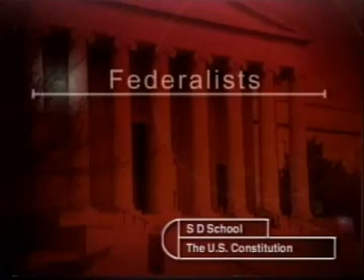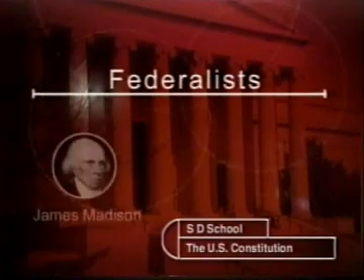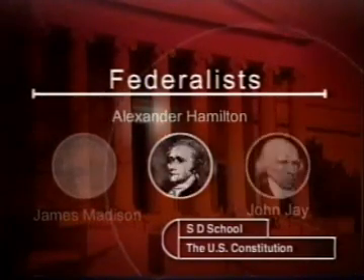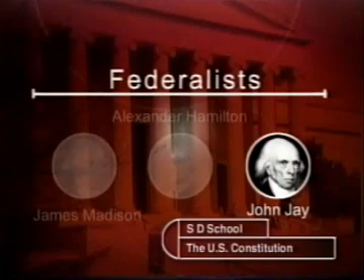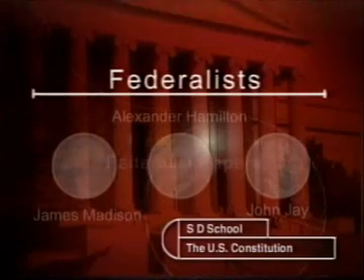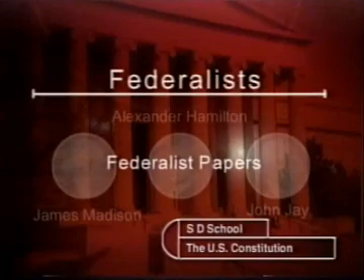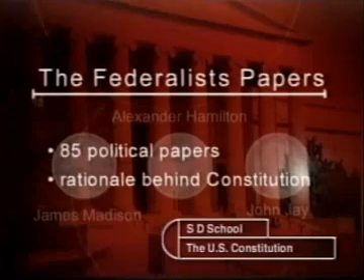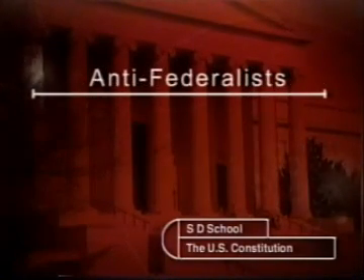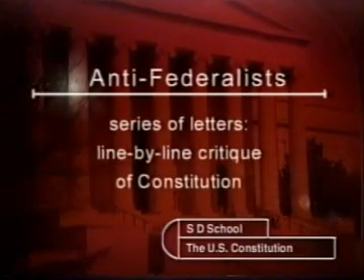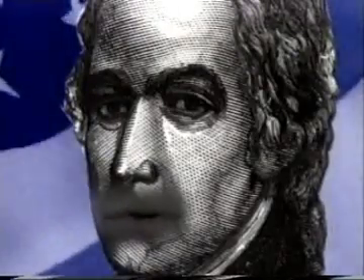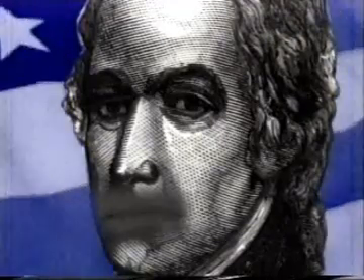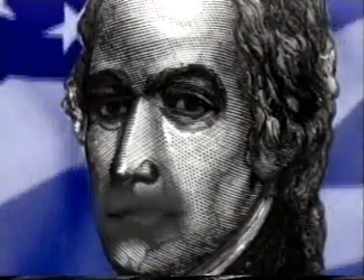Unfortunately for the Anti-Federalists, the Federalists brought out the big guns. James "the Mad Dog" Madison, Alexander "the Ham" Hamilton, and John "Jam" Jay. And these big guns proceeded to write some documents called the Federalist Papers. The Federalist Papers were a series of 85 political papers that explained the rationale behind the new Constitution. The Anti-Federalists volleyed back with a series of letters that attempted a line-by-line critique of the Constitution. Unfortunately for the Anti-Federalists, 2 of the 3 guys who wrote the Federalist Papers wound up on dollar bills. Now, when was the last time you heard about an Anti-Federalist?